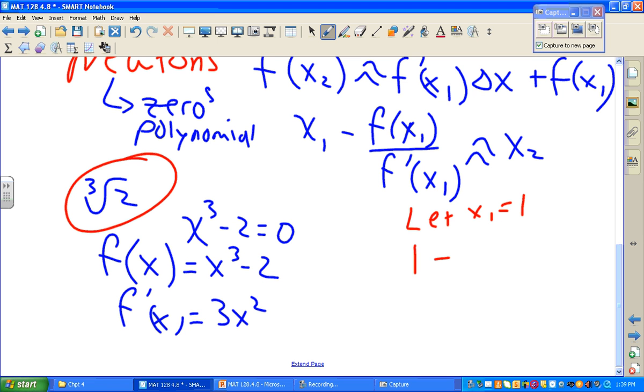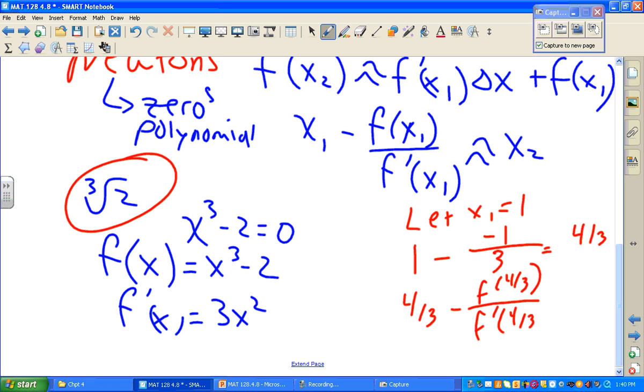But anyway, if I put 1 in here, 1 minus the function value of 1 is negative 1. And the derivative is going to be 3. So it's going to be close to 4/3, right? 4/3. This is where Newton's method differs from the linear approximation we started with. With the linear approximation, we are done. With Newton's method, I can keep going. Now I can put 4/3 minus the function value of 4/3 over the derivative value of 4/3.